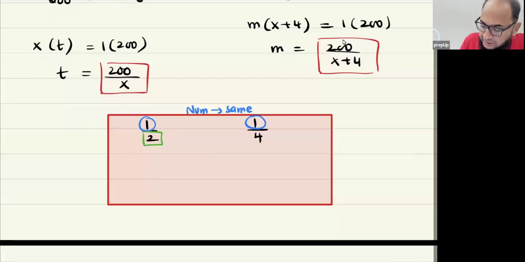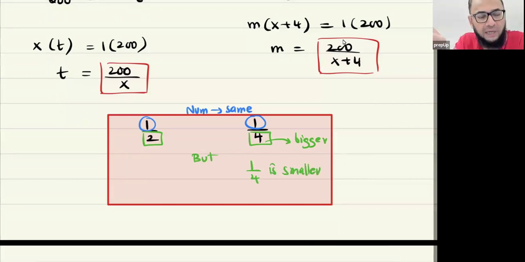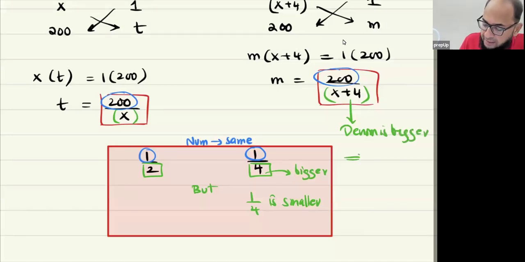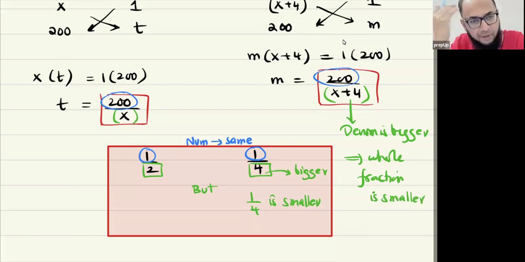And 2 versus 4, 4 is bigger, but 1 over 4 is smaller. Because 1 is divided into 4 parts, versus 1 divided into 2 parts, so this is smaller. By the same standard, if the numerator 200 is the same, and I compare x with x plus 4, since the denominator is bigger, then the whole fraction is smaller. That's one practical approach of thinking about it.